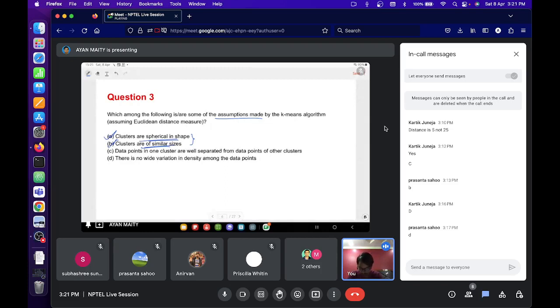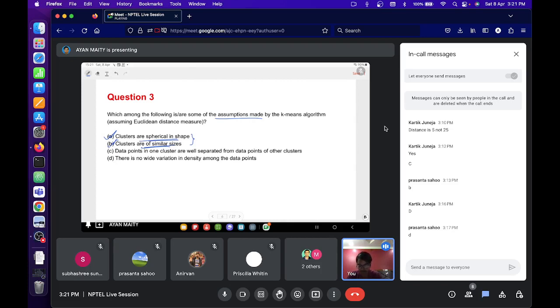Option C is that data points in one cluster are well separated from data points of other clusters. It doesn't care about whether clusters are well separated or not. It just finds the Euclidean distance from the centroid to all the points, and based on that it allocates every point to some cluster. So option C is not right. Clusters might not be well separated.